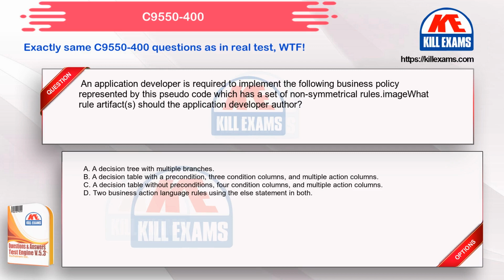Option A. A decision tree with multiple branches. Option B. A decision table with a precondition, 3 condition columns, and multiple action columns. Option C. A decision table without preconditions, 4 condition columns, and multiple action columns. Option D. 2 business action language rules using the else statement in both.